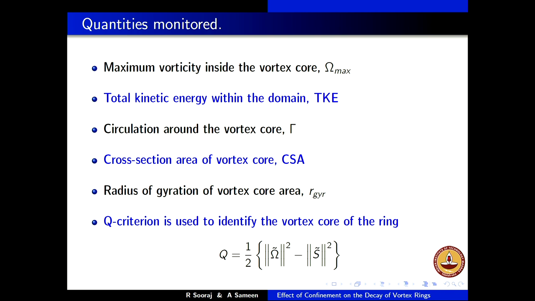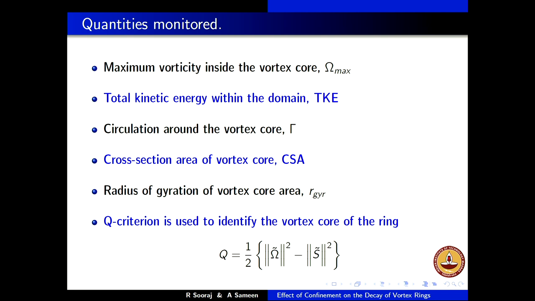So to quantify the decay of the vortex ring, these are the quantities that we generally calculate: the maximum vorticity at the core, then total kinetic energy, then circulation around the vortex core, the cross section area of the vortex core, and radius of gyration. Apart from the area, it will generally tell us if there is some distortion to the core of the vortex ring. So here the main difficulty is identifying the vortex and vortex core and tracking it.